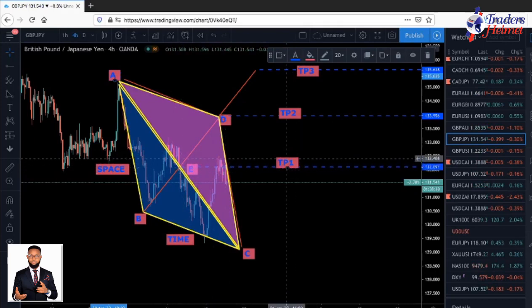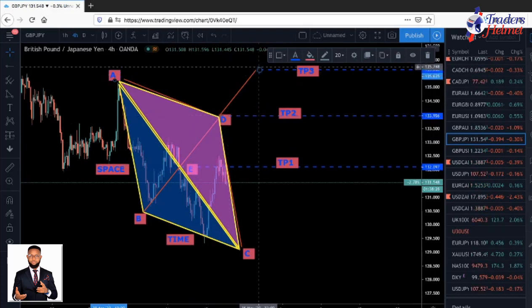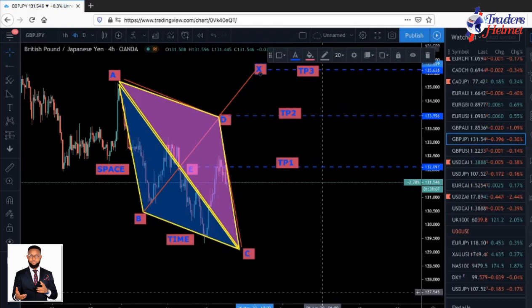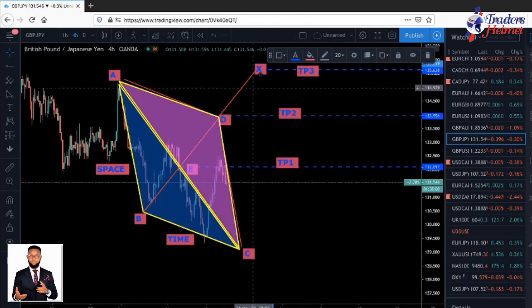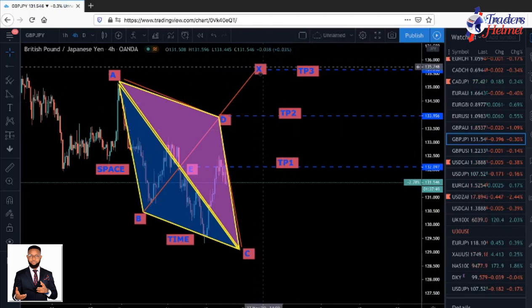Does that make sense? Now ED, the line of E to D, is your take profit 3, which is your X. So here is your X. So remember, your take profit 3 is your point X.